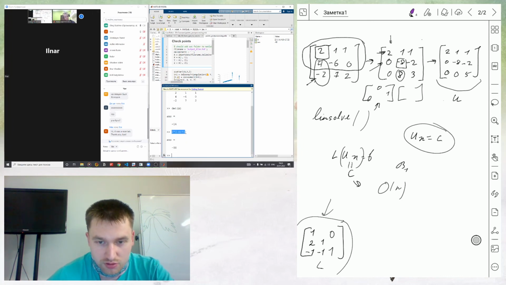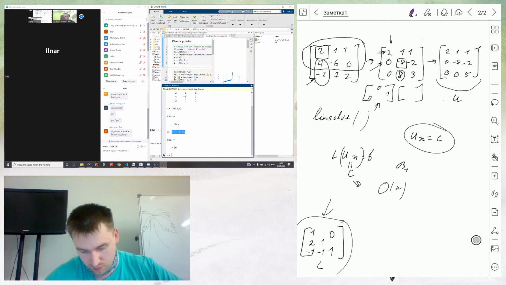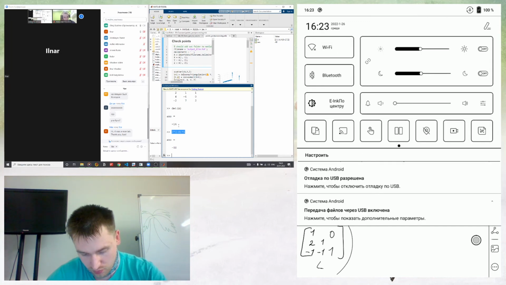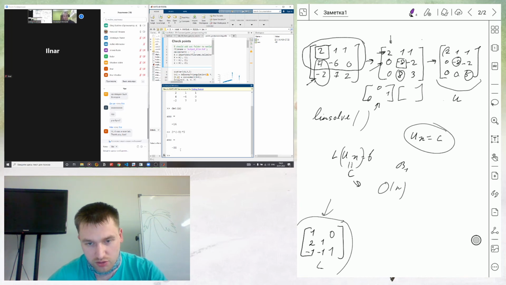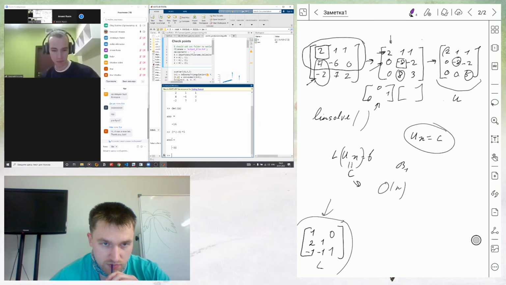So after this we have pivots 2, minus 8 and 5. Probably 5 won't be a pivot. It should be a pivot. No, it won't be a pivot. Yes, it will. Yes, in this case, 2 times minus 8 times 5 will be minus 80. Yeah. So it won't be minus 60.